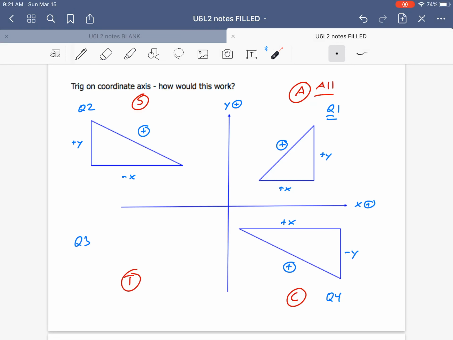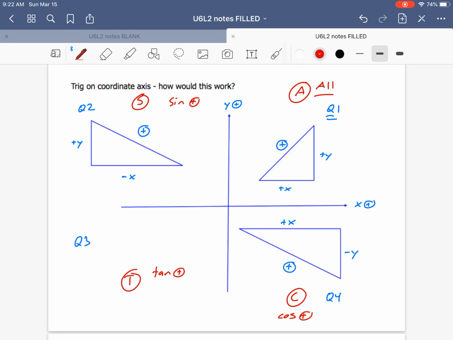Okay? In quadrant 2, well, sine is positive, right? Cosine's not, tangent's not. In quadrant 3, tan is positive. Okay, so tan is positive. And you can probably figure out in quadrant 4, cosine's positive because of this. Sine is negative. So here I'm going to say cosine is positive.